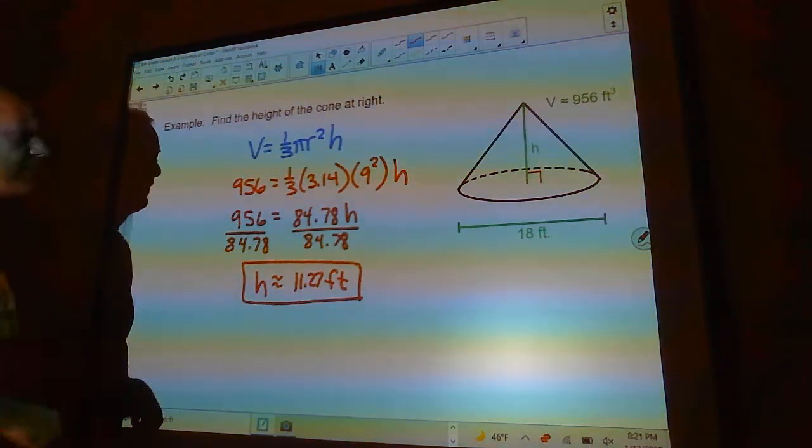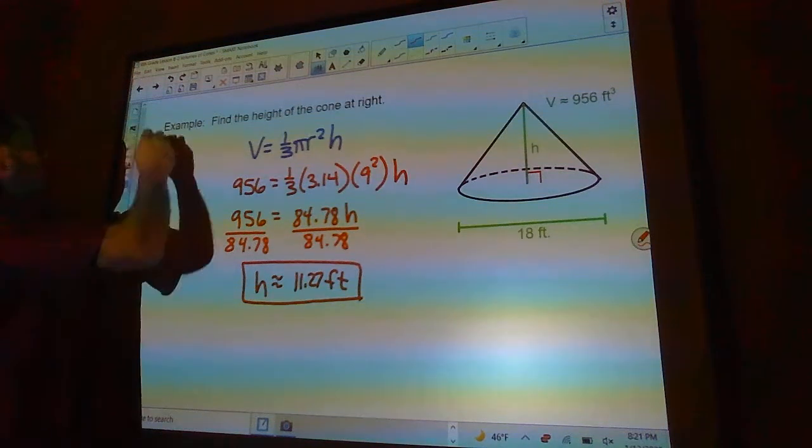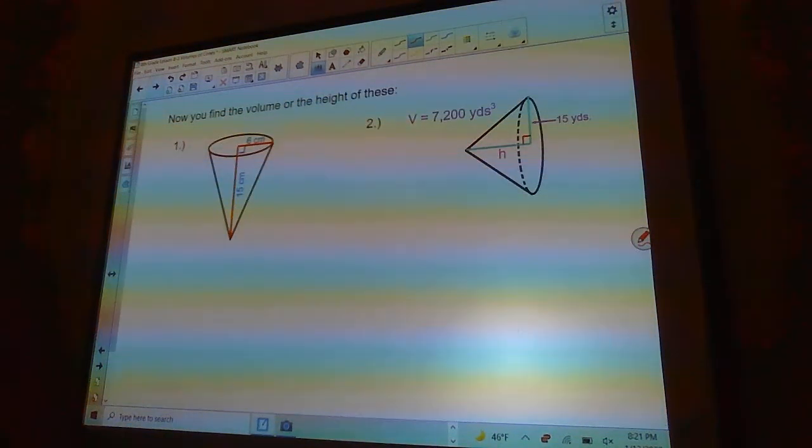Yeah, okay, there we go. There's our height. So be very careful when you do this stuff. Don't want to make mistakes. All right, so here's a couple for you to do.